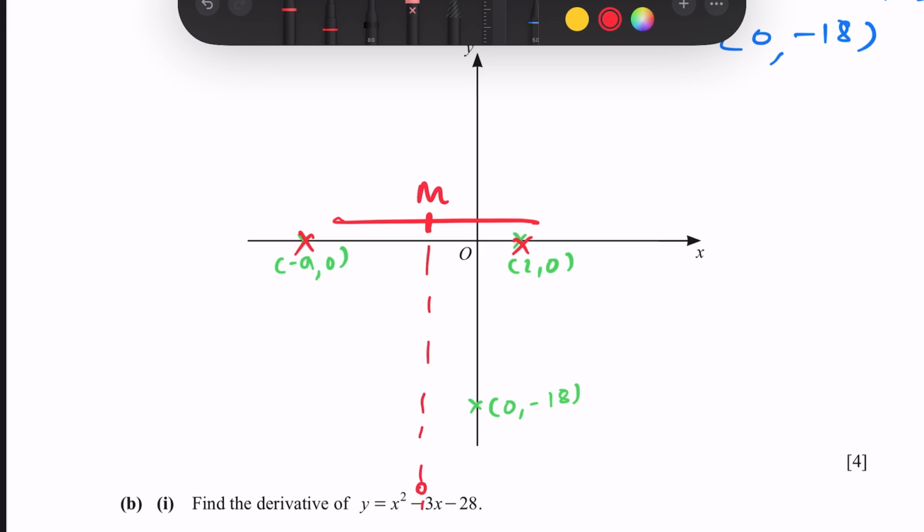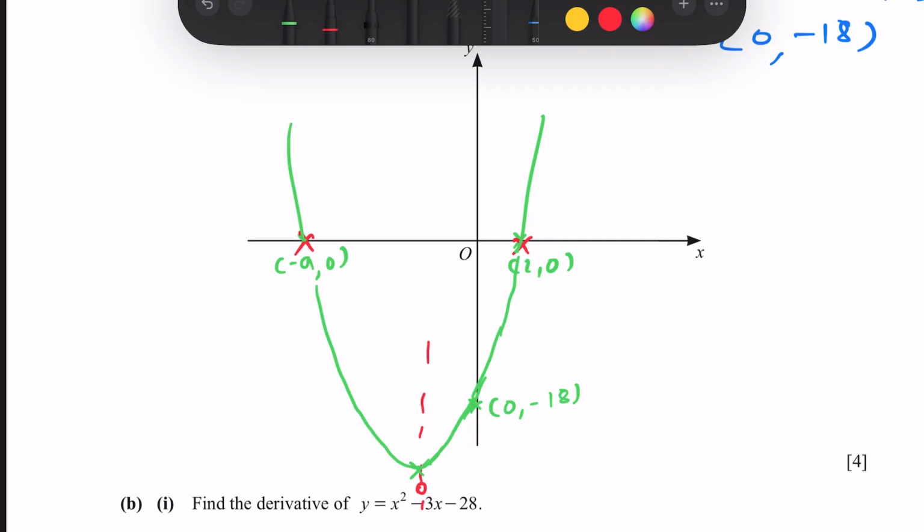So in this case, let's assume our turning point is over here. So let's connect all these lines together. Sorry, I should make it more curvy. This is how our graph should somewhat look like. Our turning point is clearly within the third quadrant, and we have marked all the points of interest, which is negative 9, 0, 2, 0, and 0, negative 18.